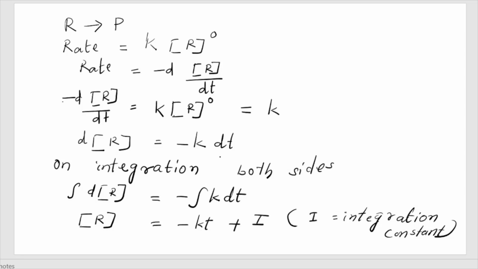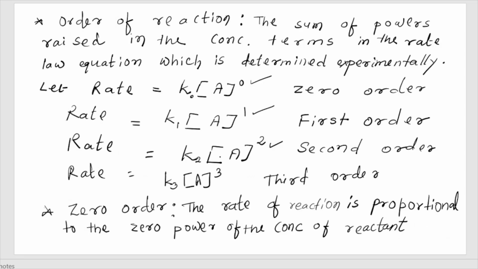Zero order means, here what happened? The rate of reaction is proportional to the 0 power of the concentration of the reactant. But important, if you come to a numerical problem, something to the power 0, in mathematics, the numerical value comes to 1. But when you simply see what is the meaning of a 0 here, this is zero order. That means here the rate of reaction is proportional to the 0 power of the concentration of the reactant.